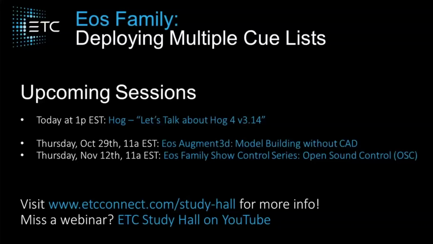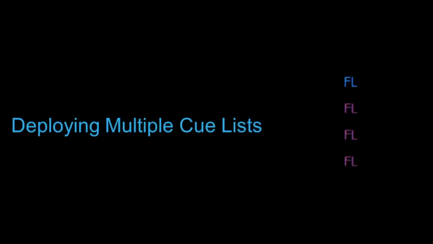Today we are talking about deploying multiple cue lists. In putting this session together, this is a ball of yarn that can unwind very, very far. There's a lot of things that you can do with multiple cue list environments. There's a lot of variations, right, because this is one of the core structures of EOS playback.